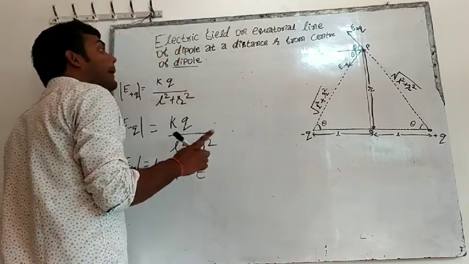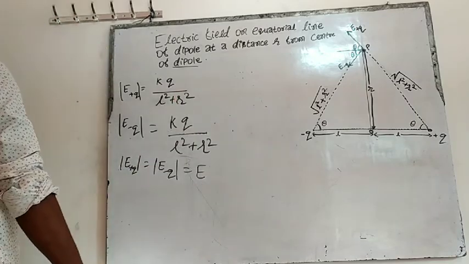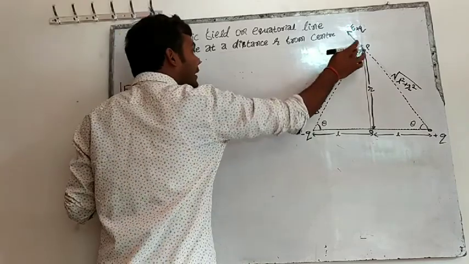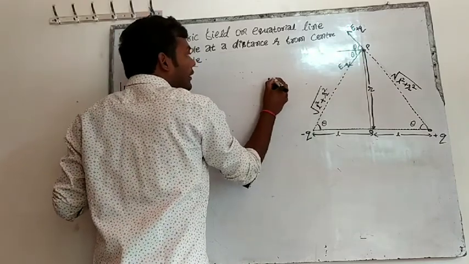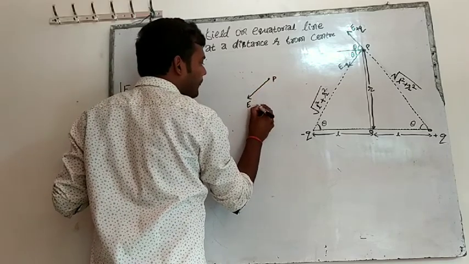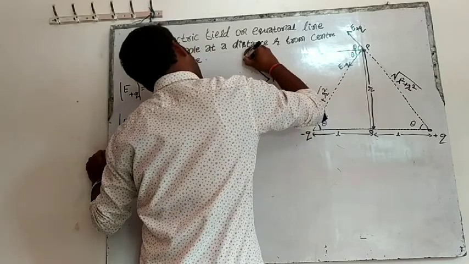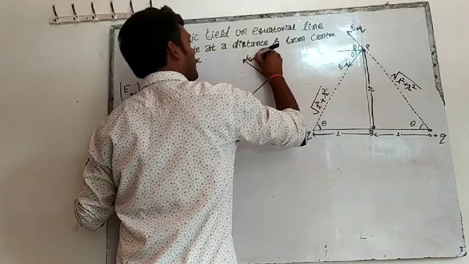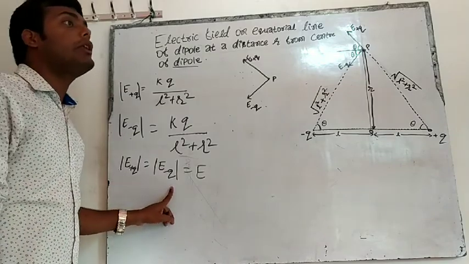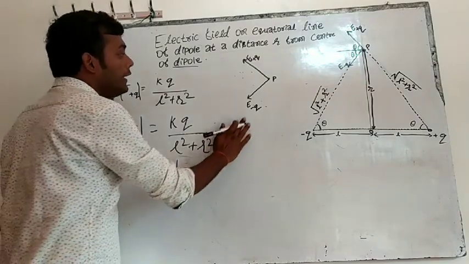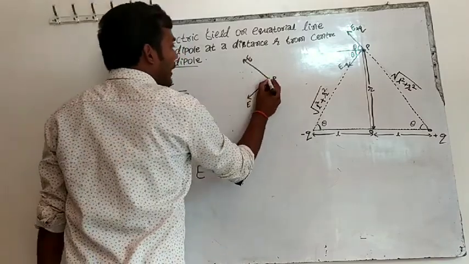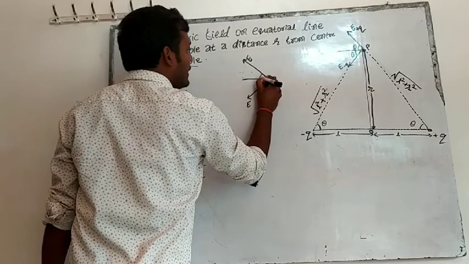Now we have to take the components of this. Understand how we will take the component. I am making this picture here. This is point P. Here electric field due to minus Q is like this. Electric field due to plus Q is like this. And here we have learned that electric field due to plus Q is equal to electric field due to minus Q, and both we will take as E. Here it is given that this angle is theta and this angle is also theta.